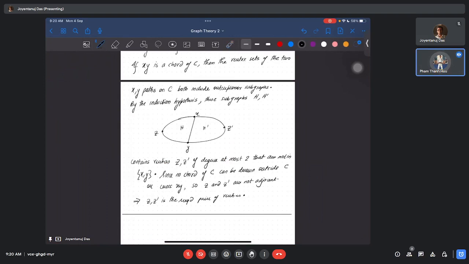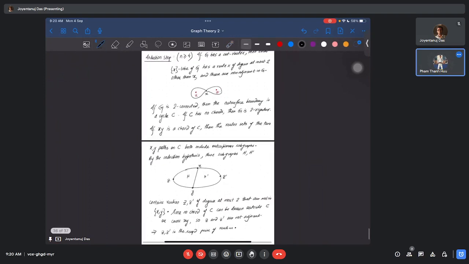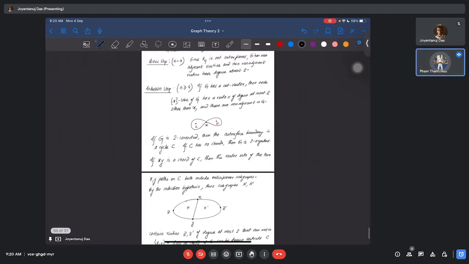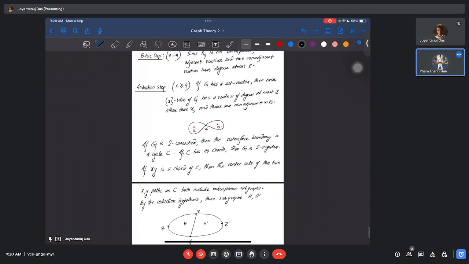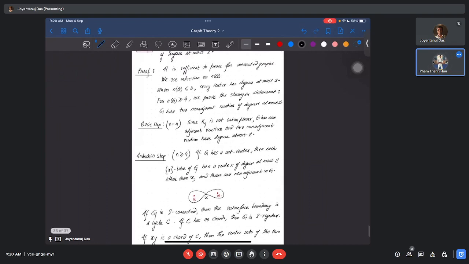I'll read it again. We have the assumption G has a cut vertex.